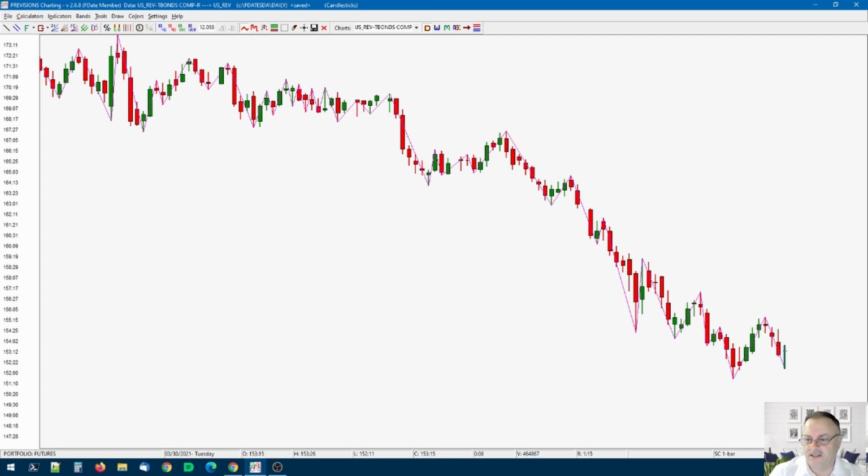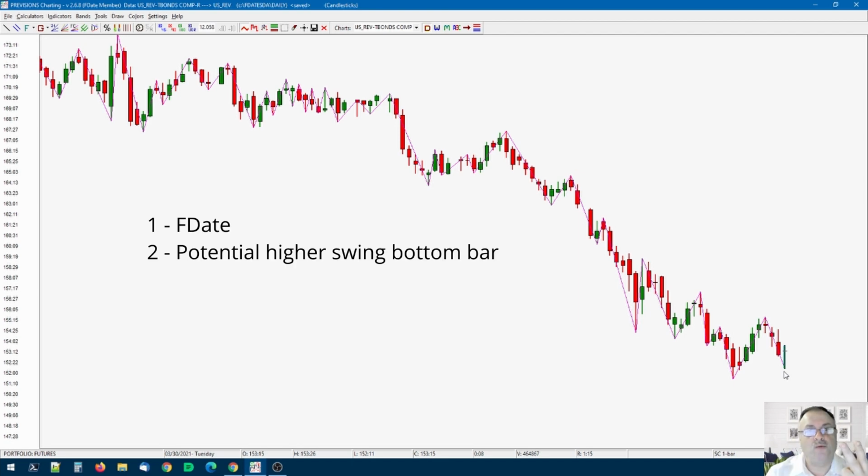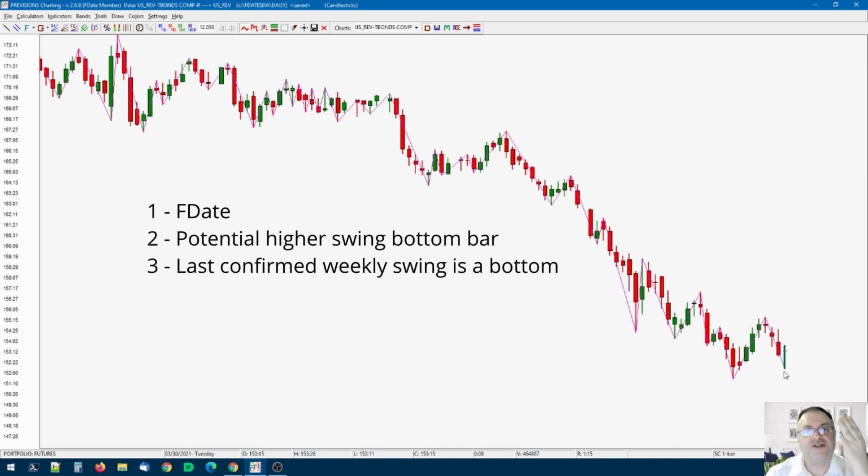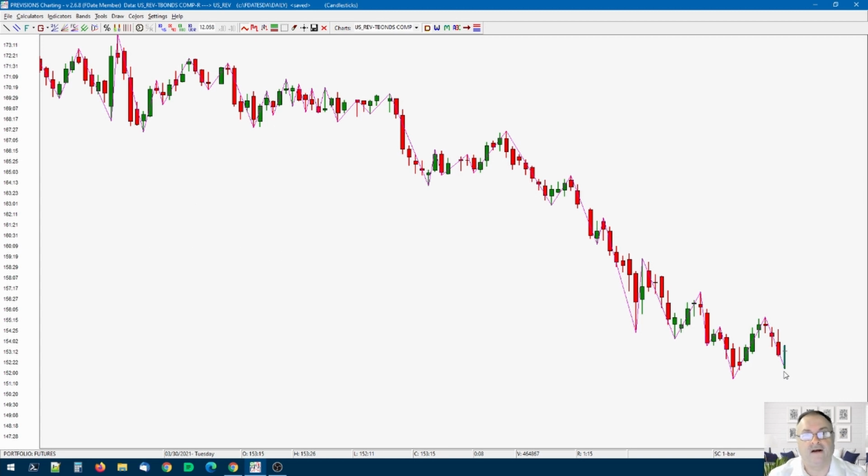Why would you think that? Well, take a look at this. Notice that the low of this potential swing bottom is higher than the previous low. You know that we have an FDate for that price bar. That's one, FDate, potential higher swing bottom. And the third thing is that the weekly time frame chart supports that possibility of an upward movement of the daily chart because you just confirmed a weekly swing bottom on the weekly chart. This is a buy setup.